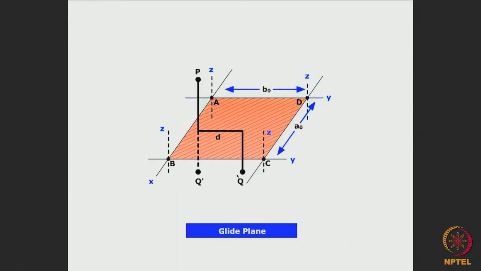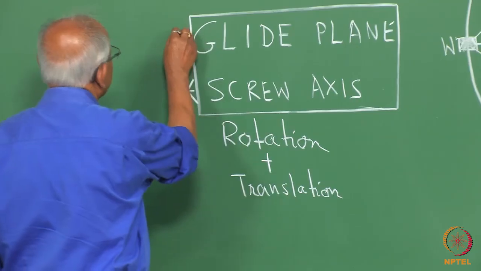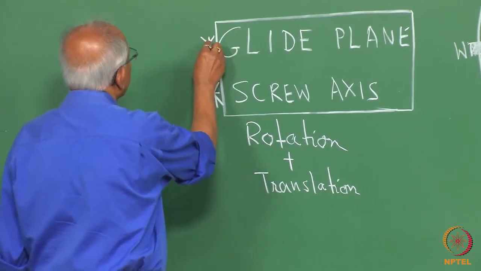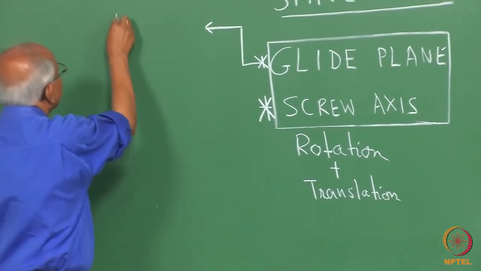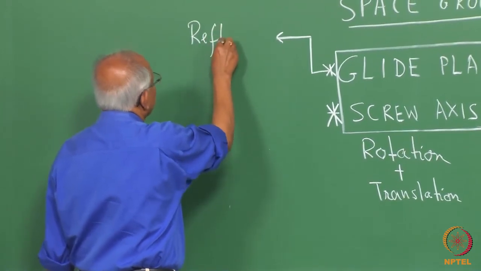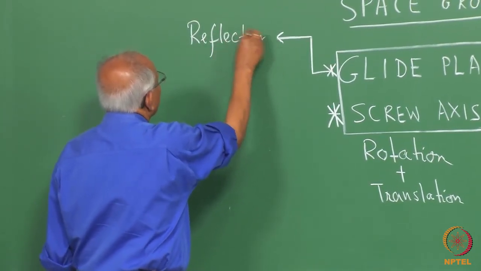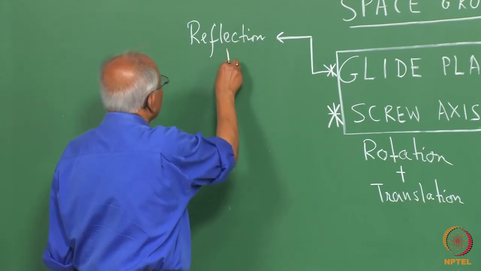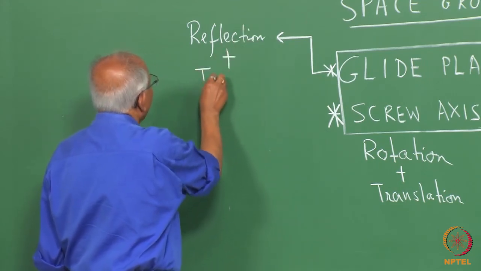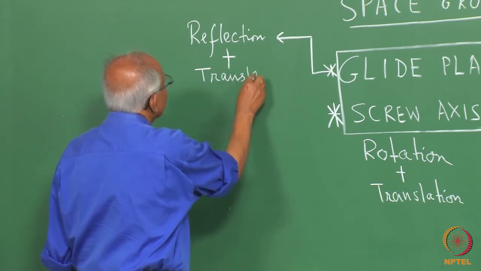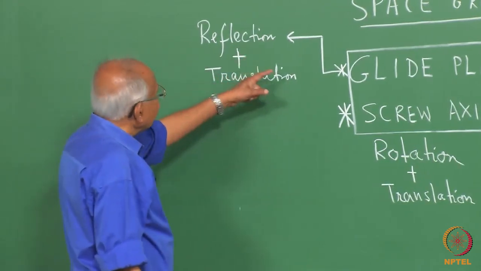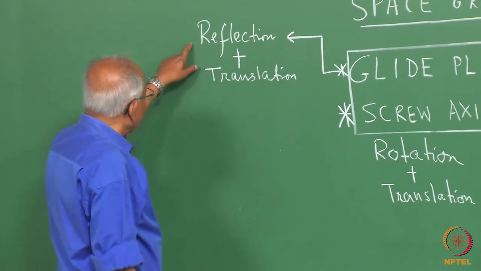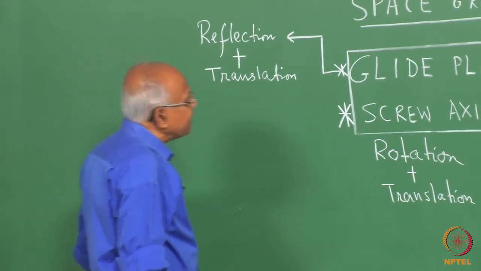Now, let us talk about what is known as a glide plane. So, a glide plane is a symmetry element which does two things. A normal mirror does reflection only, but a glide plane is one which does both the functions, reflection as well as translation along the plane. So, a normal mirror plane does reflection only, but a glide plane produces both reflection and translation along the plane.